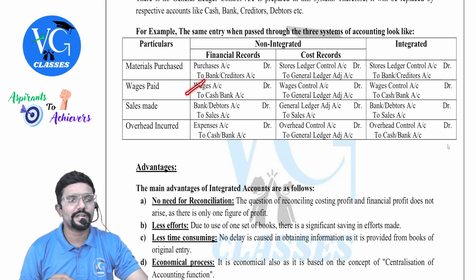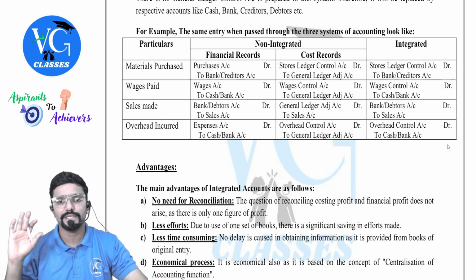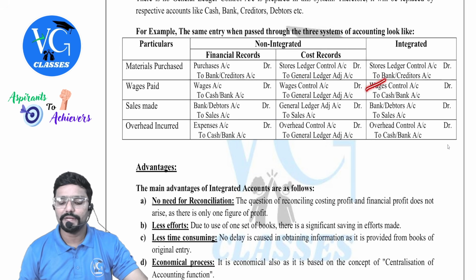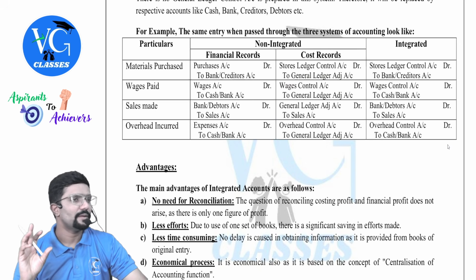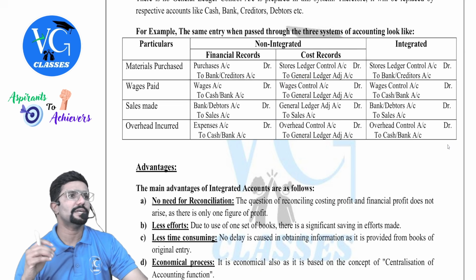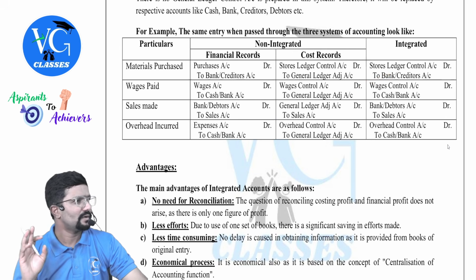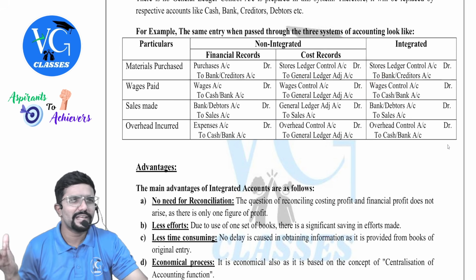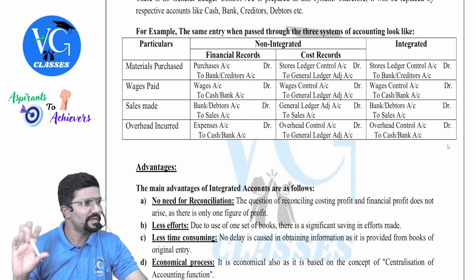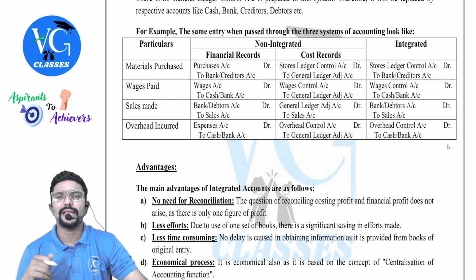Now coming to wages paid. Under non-integrated, in financial records, wages to cash or bank. Whereas under cost records, wages control to general ledger adjustment account. Coming to integrated, wages control to cash or bank. Sir, what if by chance it is outstanding? Then you can write wages to wages outstanding. Keep it as a separate account. Wages outstanding is like creditors for us. Till we pay, it is a liability for us.